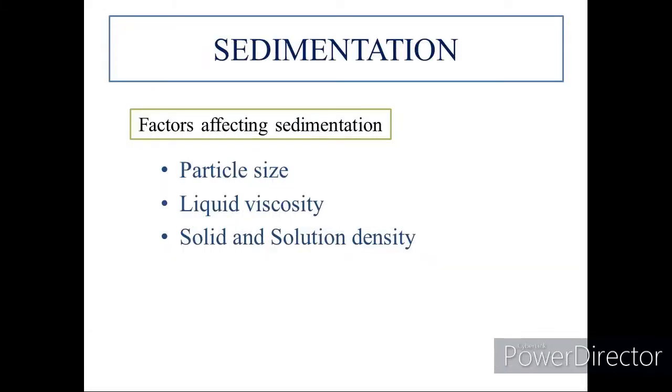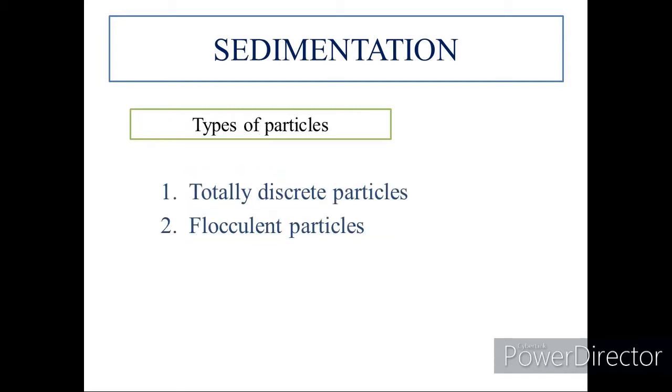Some of the factors affecting the sedimentation process are the particle size, the liquid viscosity, and the solid and solution density. And we have the types of particles, which are the totally discrete particles and the flocculent particles. We also have the different types of sedimentation, which are free settling and hindered settling, which we are going to talk about later in this lecture.